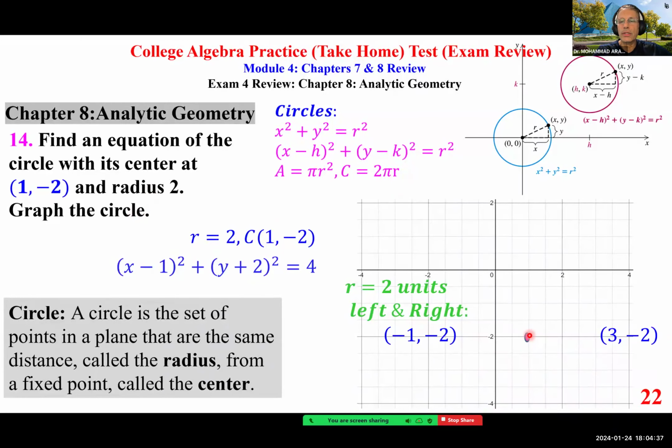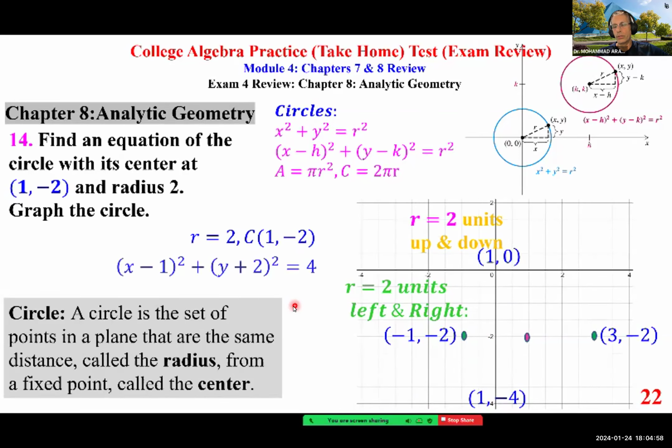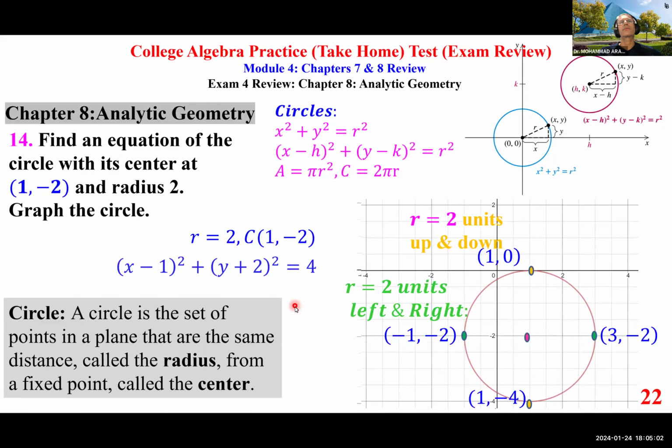Now going back to the center, now r units up, r units down. If I want to go up, I keep the x coordinate and go up by r units, which gives me 0. Down by r units gives me -4. So these are the 2 points for the right and left. Now 2 units up and down: (1, 0) and (1, -4). And this is a rough sketch. And we are done.